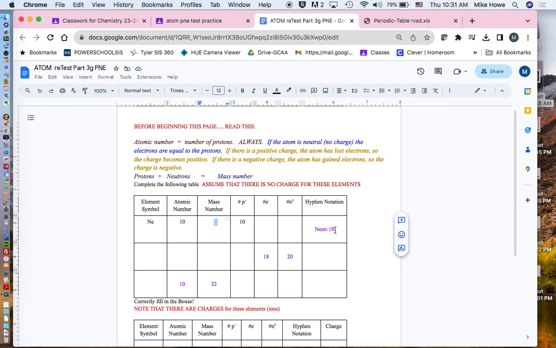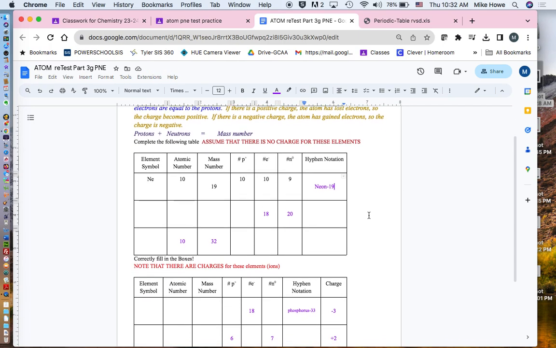Oh, but we do know the mass number because it's written right here. In hyphen notation, you have the name of the element, hyphen, and then the mass of the element. So this is 19, so the mass number is 19. The number of electrons, we're told, equals the number of protons if there's no charge. So there is no charge, so the electrons equal the protons, so that would be 10. The protons plus the neutrons equals the mass, so 10 plus something has to equal 19. So 10 plus 9 is equal to 19. All right, we're going to do the next one, and then I'll move on to the next chart.